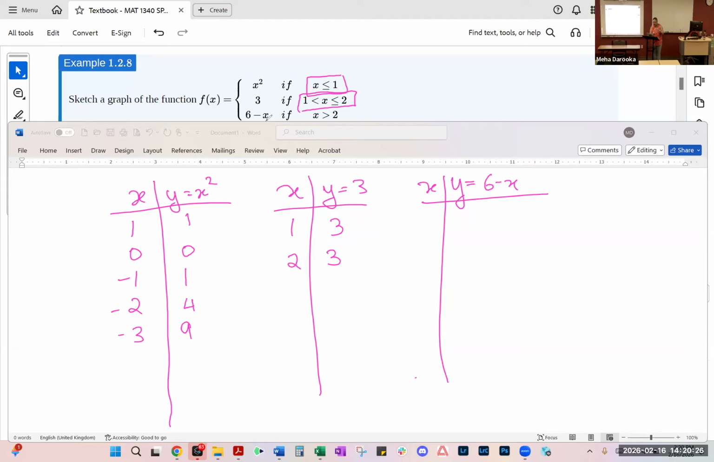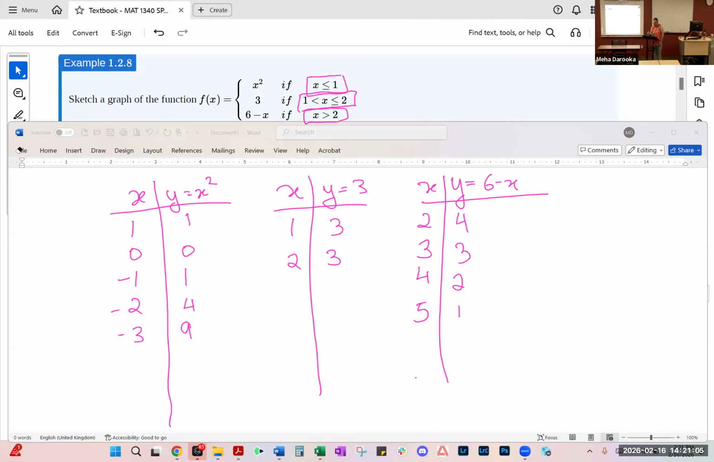Now the third one, 6 minus x, is for x greater than 2, but same logic. I want to know, are the two pieces touching or not? So even though we are not including 2, I am still going to use 2 in my table because I want to know what it looks like. So when we solve this, you are doing 6 minus 2, which will of course give us 4, and then we can do a couple more numbers after that. 6 minus 3 is going to be 3. 6 minus 4 is 2. 6 minus 5 is 1. All right, so we've got our points now.